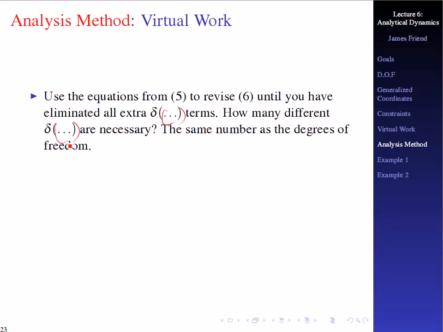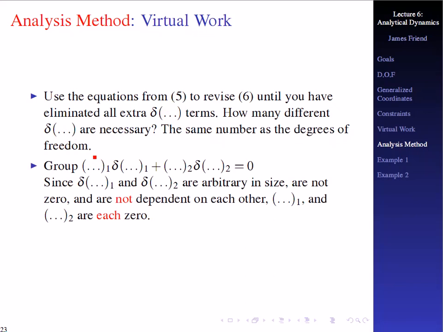How many different delta of stuff terms are necessary? It turns out that you need as many of these as there are degrees of freedom. So for example, we have a group about delta stuff 1, and a group about delta stuff 2. Delta stuff 1 and delta stuff 2 are going to be arbitrary in size. They're virtual displacements after all, and we can change their magnitude as we please. They can't be zero, and they're definitely not dependent on each other. So then it turns out that this term and this term have to be equal to zero. It turns out that that's actually going to be just algebra away from giving you your answer.